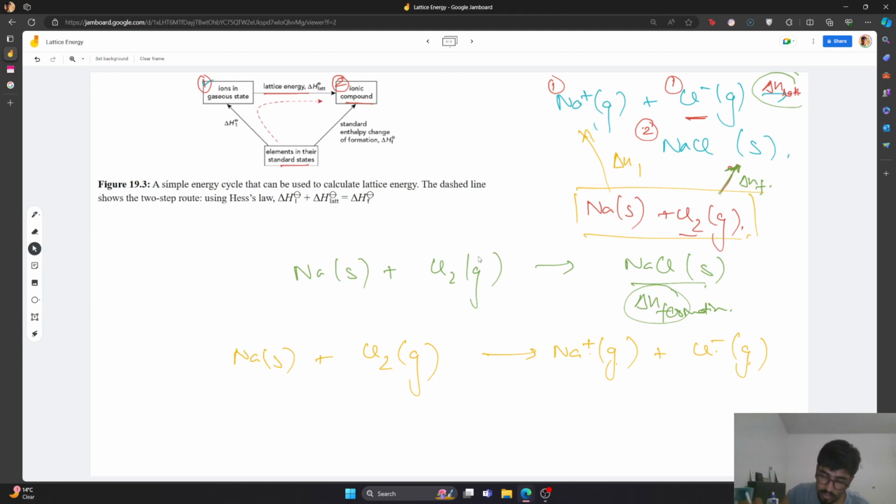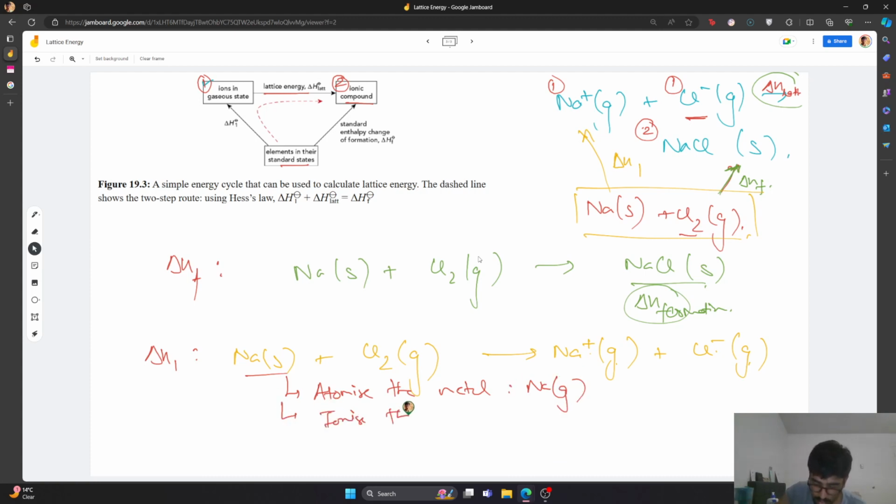So if you observe what you're trying to do here, this is delta H1, and this is delta H formation. In the delta H1 reaction, you do a four-step process. First you atomize the metal, so you convert Na solid into Na gas. Then you ionize the metal, converting Na gas into Na+ gas, which are ions. Then the next thing you do is atomize the non-metal, converting Cl2 gas into Cl gas atoms.